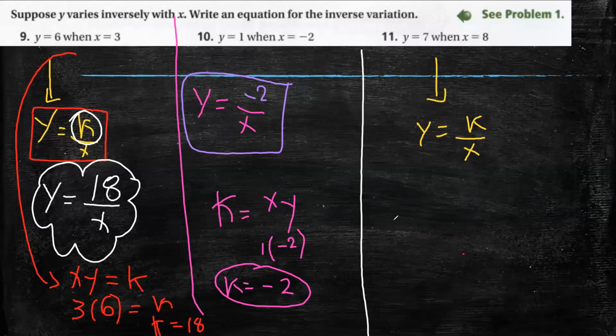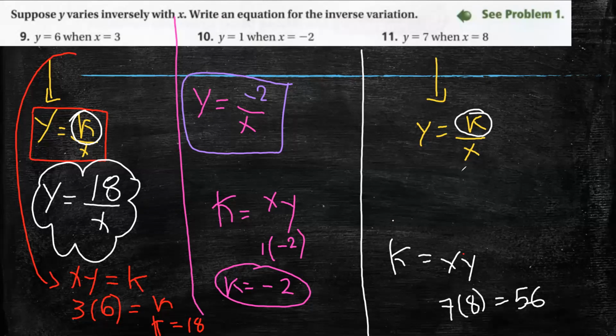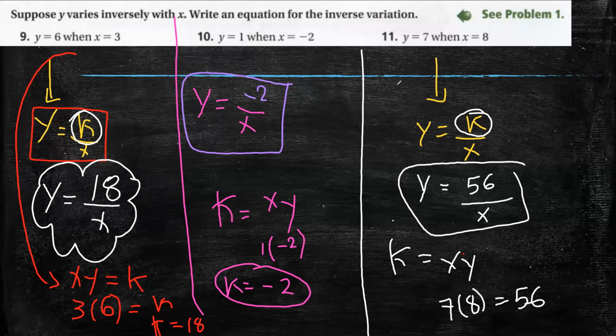So here you need to write the equation, you need to find k. To find k, we say that the product of x and y is k. So 7 times 8, which is 56. Thank you, Basmala. So k now is 56. So to write the equation, we have to say y is 56 over x. This will be now the equation for the inverse variation. Is it clear? Yes, teacher.